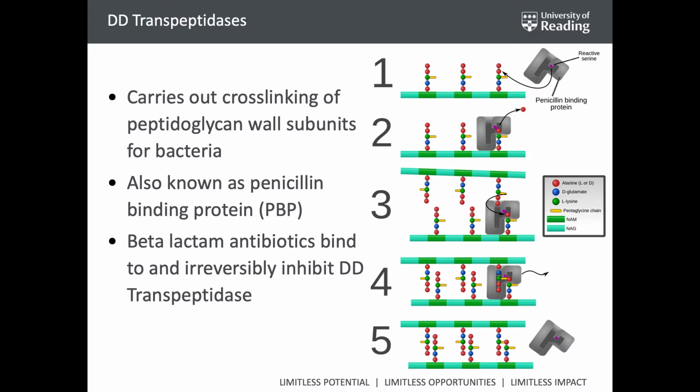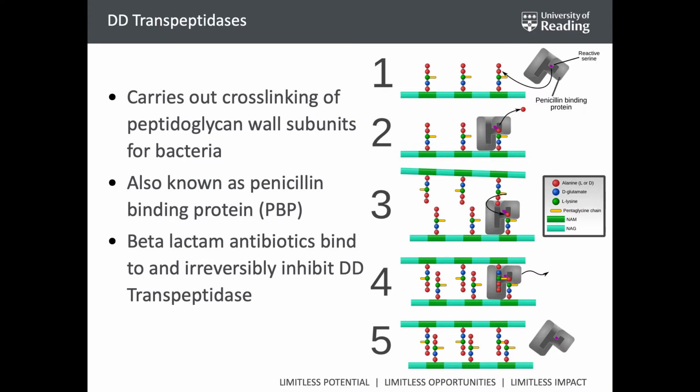DD transpeptidases are a class of enzyme that act to cross-link the peptidoglycan wall subunits for bacteria, so actually constructing the bacterial cell wall that sits outside of the membrane. These proteins are also known as penicillin binding proteins, or PBPs, for reasons that will become very clear. So what the enzyme does, going back to the simplified cartoons I have, is exactly the same, but with a specific example.